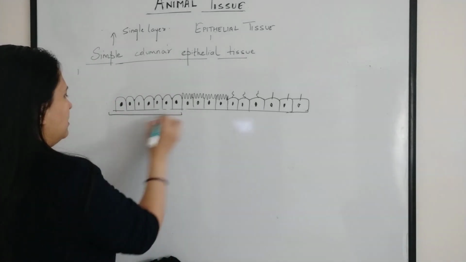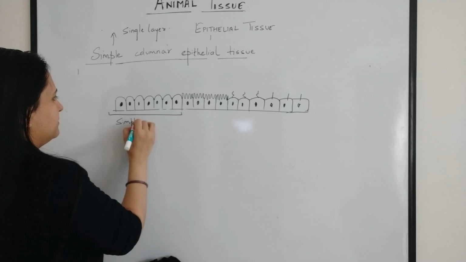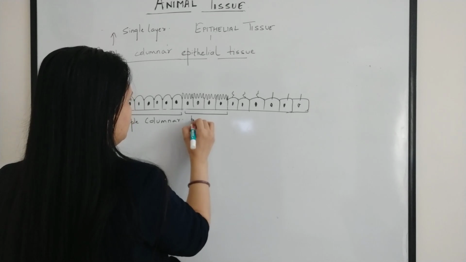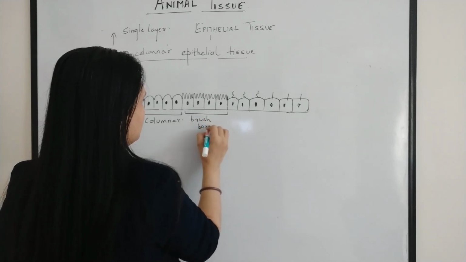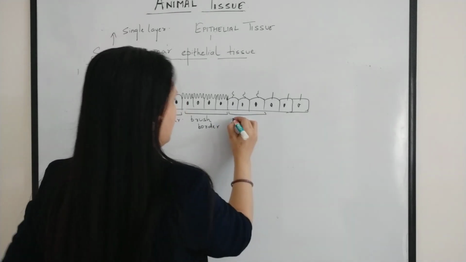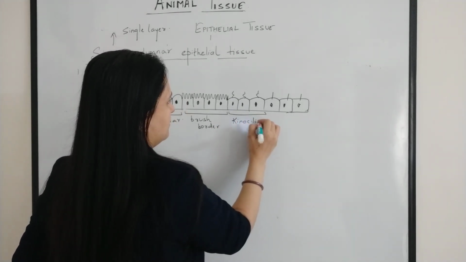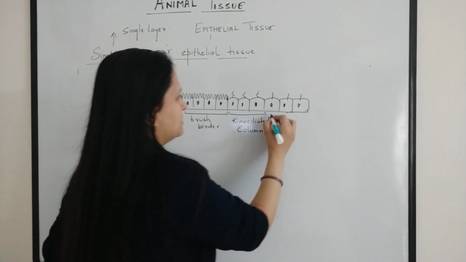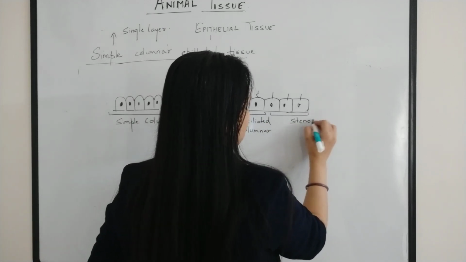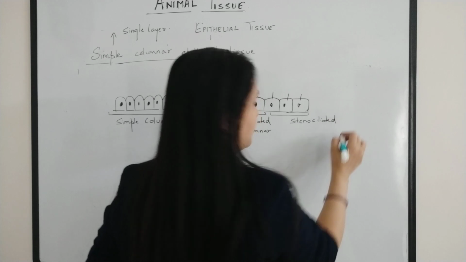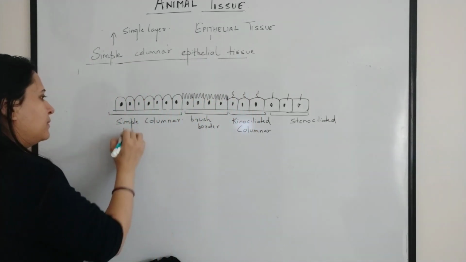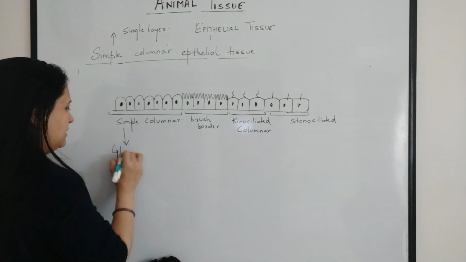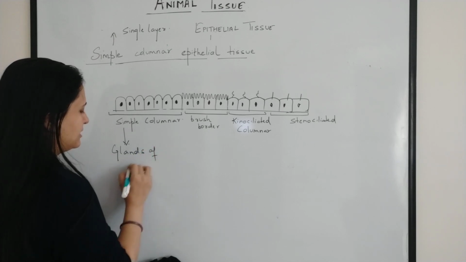Okay, so this is a simple columnar. This is brush border columnar. This is kinociliated, or you can say simply ciliated columnar, and this is stenociliated. Cilia is there, but cilia will not move. Simple columnar epithelial tissue, you will find in the glands of the GI tract, glands of gastrointestinal tract.